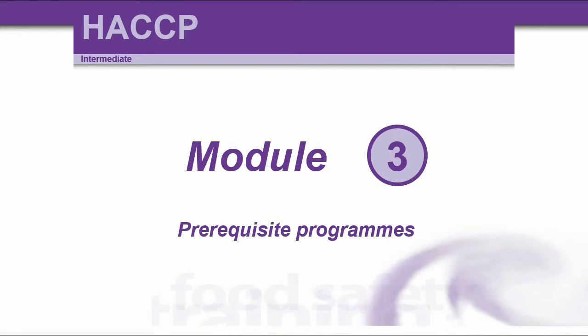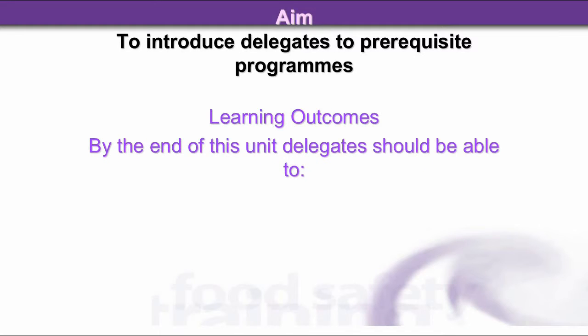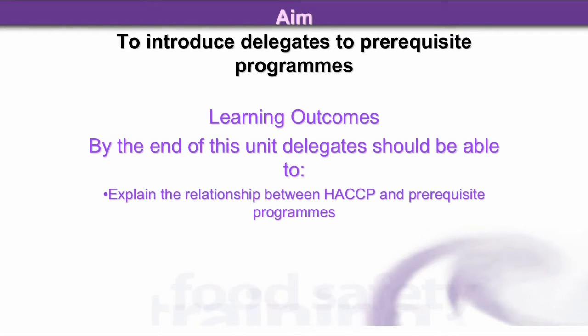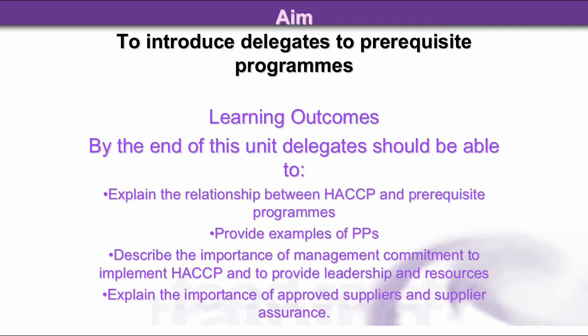Now let's go on to Module 3, Prerequisite Programs. The aim of this unit is to introduce you to prerequisite programs. And the learning outcomes by the end of this unit, you will be able to explain the relationship between HACCP and prerequisite programs, provide examples of prerequisite programs, describe the importance of management commitment to implement HACCP and to provide leadership and resources, and explain the importance of approved suppliers and supplier assurance.